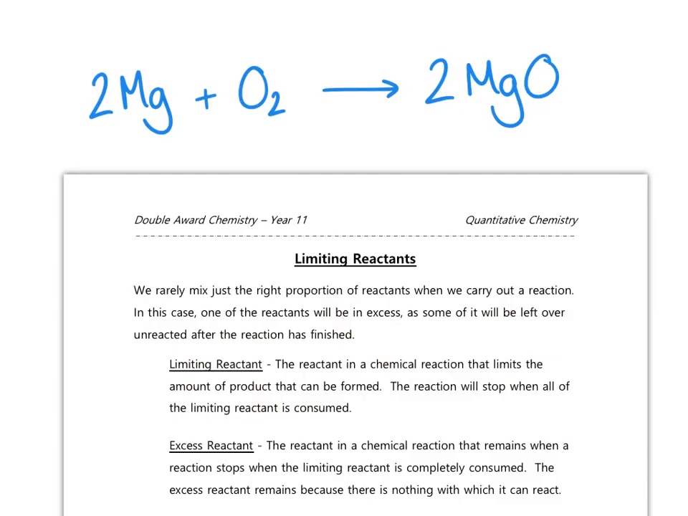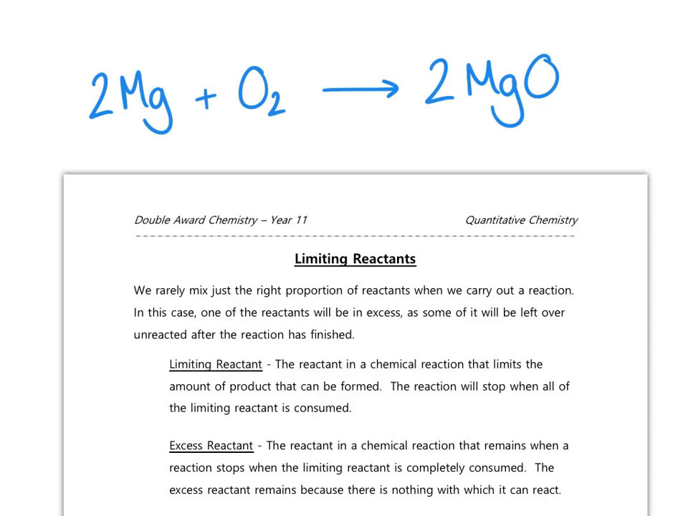So we're on page 22 now, and we want to talk about this idea of limiting reactant and excess reactant. What your notes tell you here is that when we're doing a reaction, we rarely mix just the right proportion of reactants when we carry out a reaction.